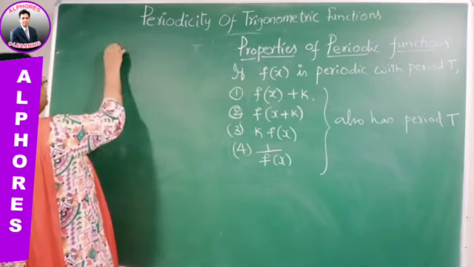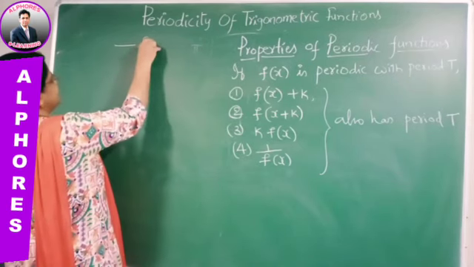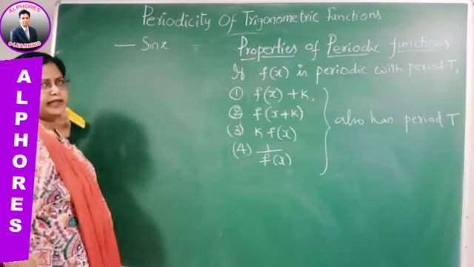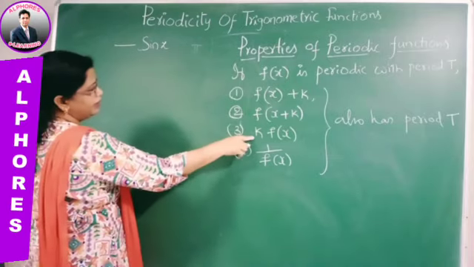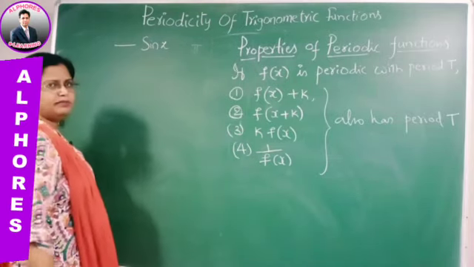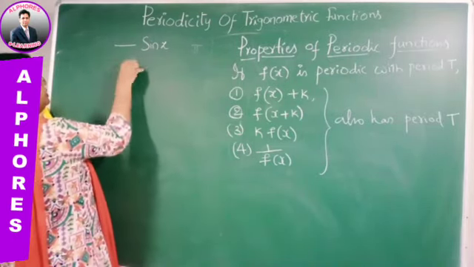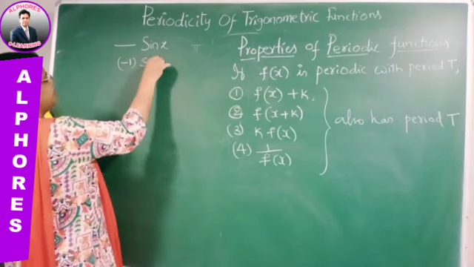Suppose I want here minus, this is sin x period, understand? And what is the k value here? This k value is minus 1. That means it is of the form minus 1 into sin x.